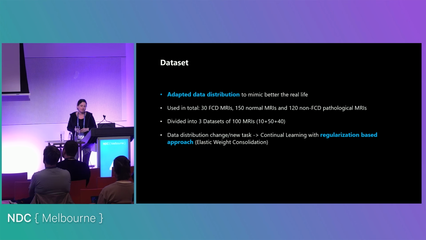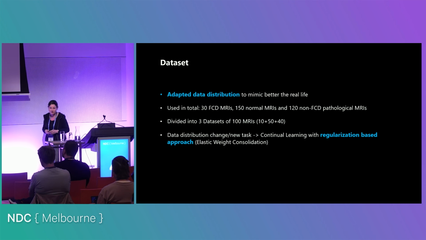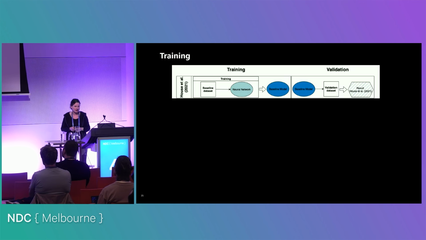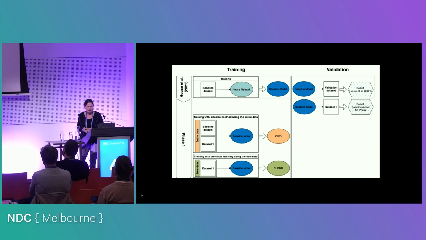Still, we have decided to use the regularization-based methods, more specifically the elastic weight consolidation. By the way, this is the easiest of them, so whenever you will be trying to experiment yourself, I recommend you to start with this one and then go to the next one if this one is not working that well for you. So let's take a look at our training. So this is our first act, so our baseline model that we used. And for phase 1, we have just taken the first 100 pictures.